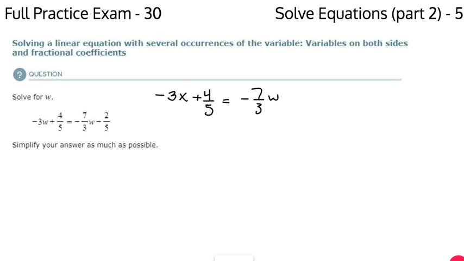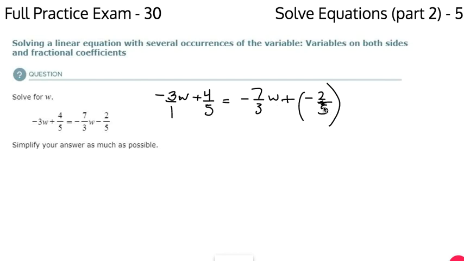Oops, that's a W, not an X. Plus -2/5. All right. Now, we have variables on both sides, but we're not going to handle that just yet. We're going to deal with the fractions first, because once we deal with the fractions, we'll have a familiar looking equation to solve. Now, with eliminating our fractions, we want to get rid of our denominators.